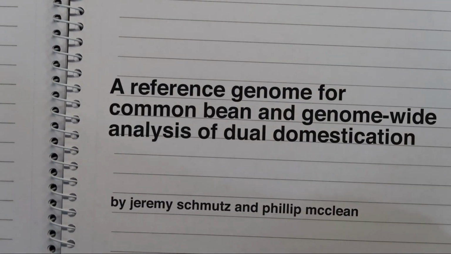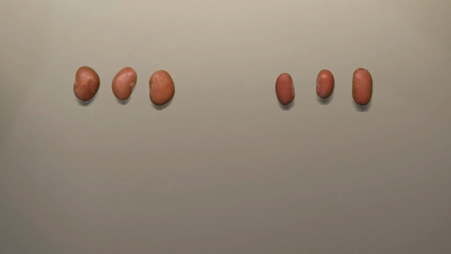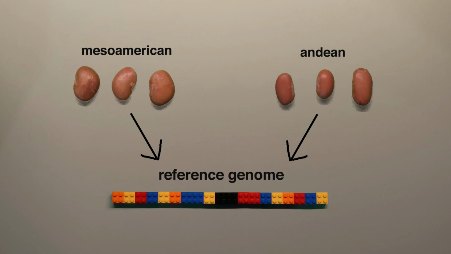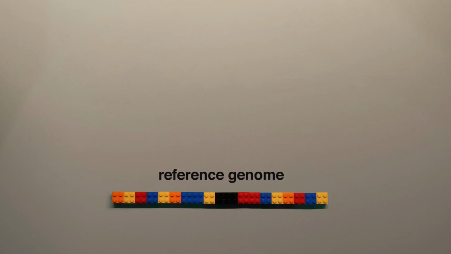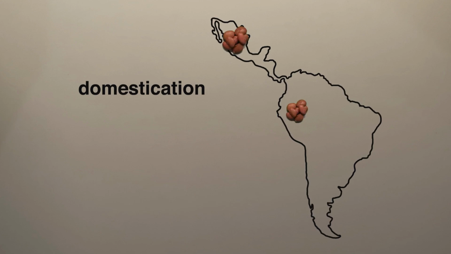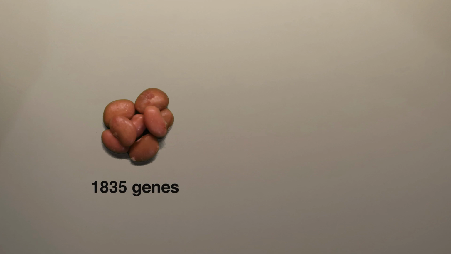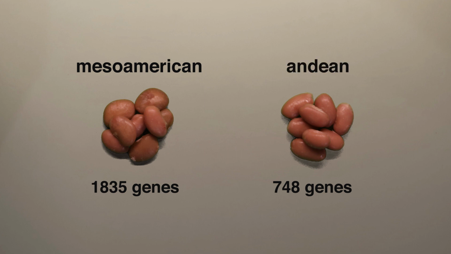Domestication resulted in observable diversity between gene pools, with noticeable differences in plant size, growth habits, and seed size and color. Returning to the 2014 study, Schmutz and McLean sequenced a number of individuals from both the Mesoamerican and Andean populations and aligned these back to their reference genome. This allowed them to screen for genes of traits associated with domestication that have been positively selected over time. They identified 1,835 candidate genes in Mesoamerican beans and 748 from the Andean beans.